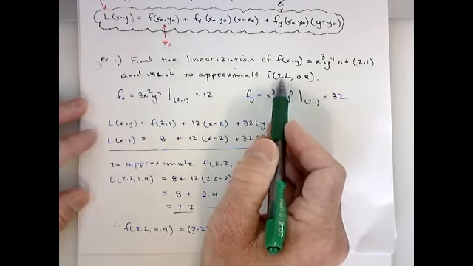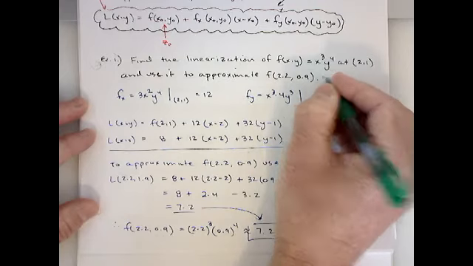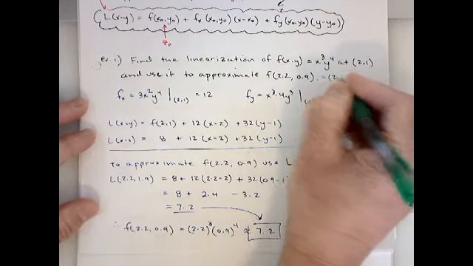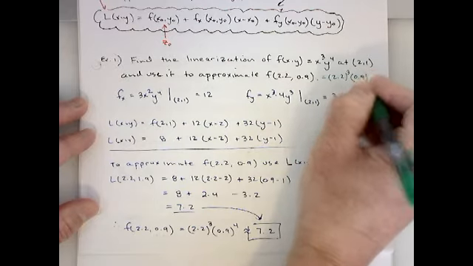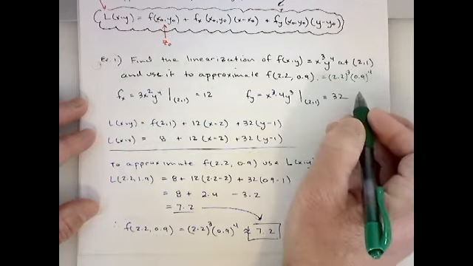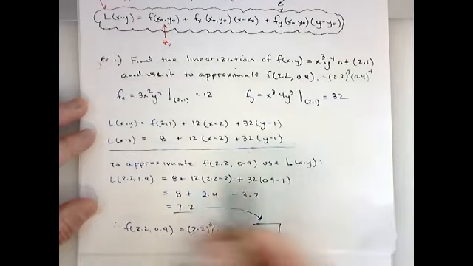But ultimately what we want to do is approximate f of (2.2, 0.9), which would be 2.2 cubed times 0.9 to the fourth. And that would be harder to do without a calculator to figure out what that is.